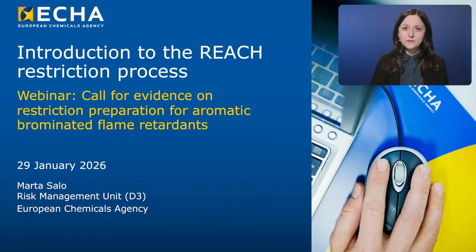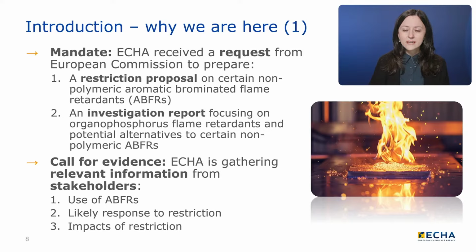Before we jump into the REACH restriction process, I would first like to set the scene and give you a recap of why we are here today. As you may have already seen on the ECHA website, we have received a mandate from the European Commission. The mandate consists of two parts. Firstly, it requests ECHA to prepare a restriction proposal on certain non-polymeric aromatic brominated flame retardants, or ABFRs as we refer to them for short. Secondly, the mandate requests ECHA to prepare an investigation report on organophosphorus flame retardants and other potential alternatives to the ABFRs. My colleague Jesus will give you more information on the mandate in the next part of this presentation.